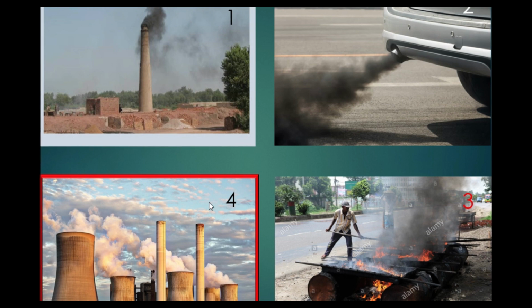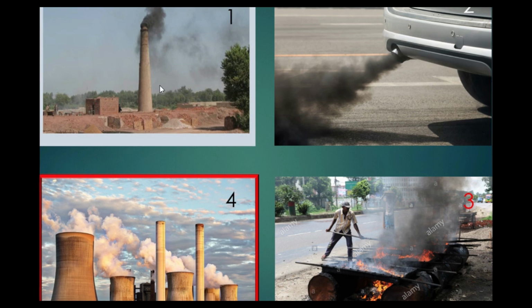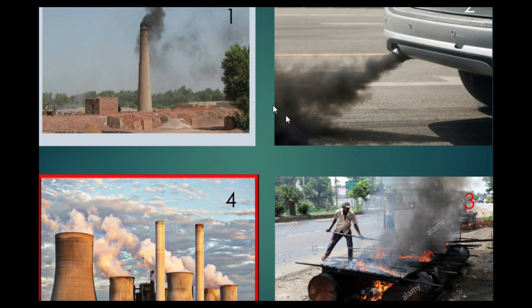Okay, what do these pictures say? What can you guess from these 4 pictures? What are we talking about? Yes, all the 4 pictures are saying that the industries, these works, this car, this brick field are polluting the air. So we are discussing air pollution here.